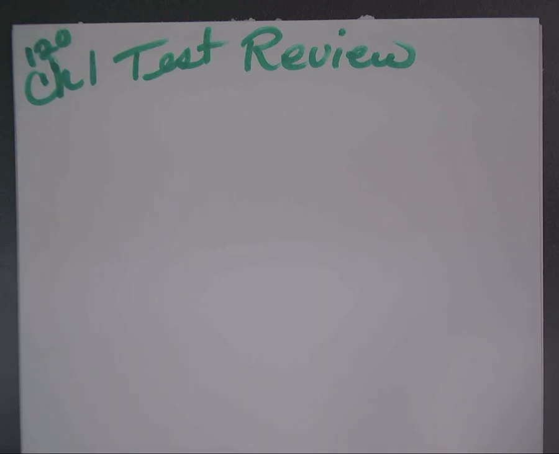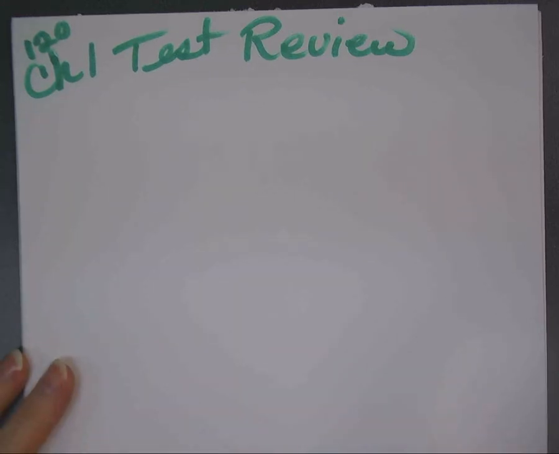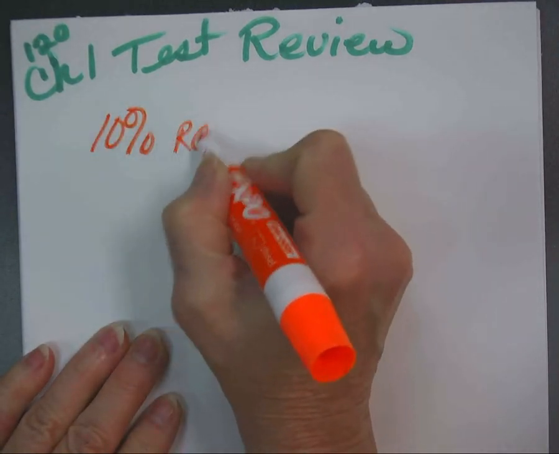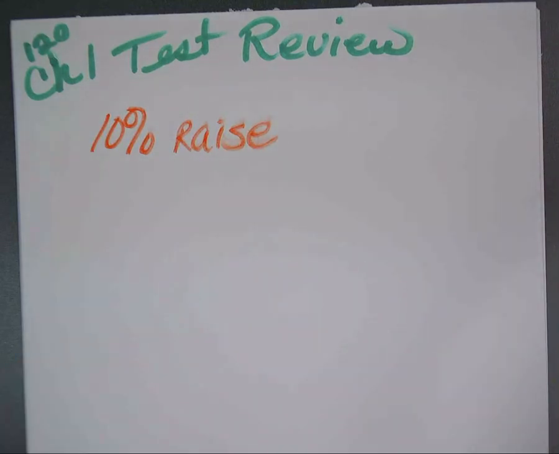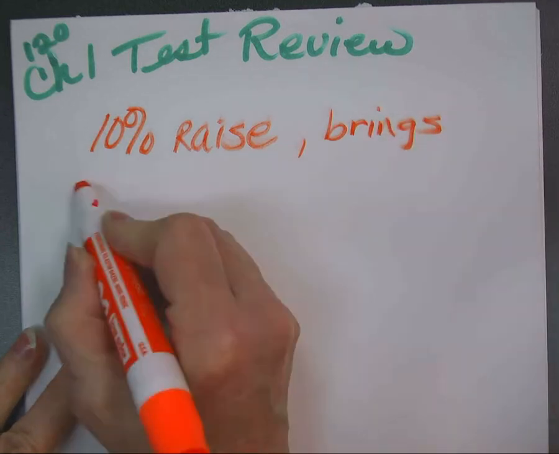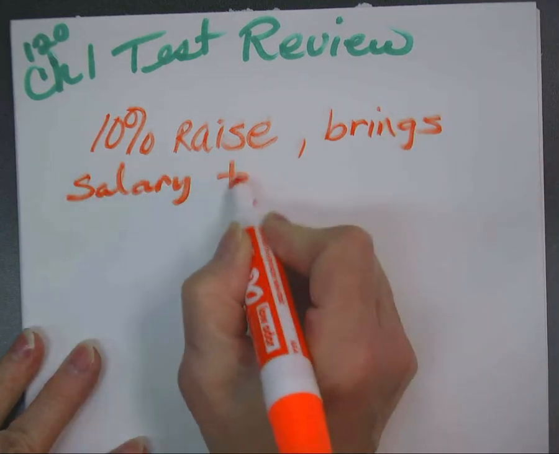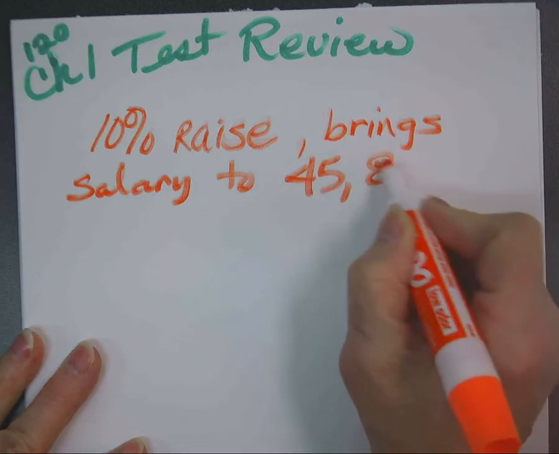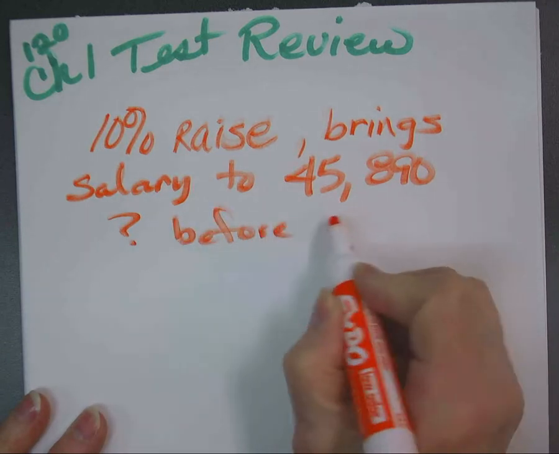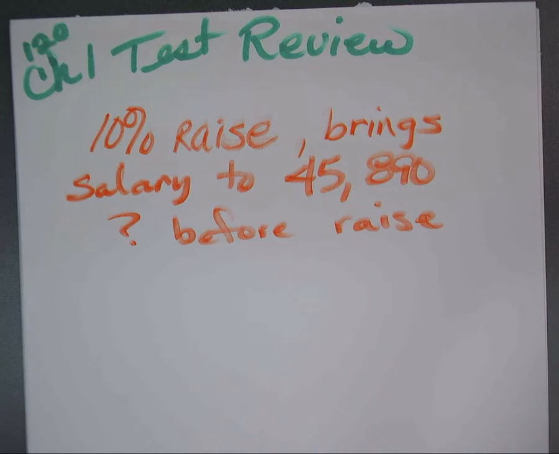Okay, chapter 1 test review. These will be mixed up from what they're going to end up on the test, but you have problems like them with similar numbers. Here's a problem that says an assistant receives a 10% raise, and this brings the salary to $45,890. So what was it before the raise?